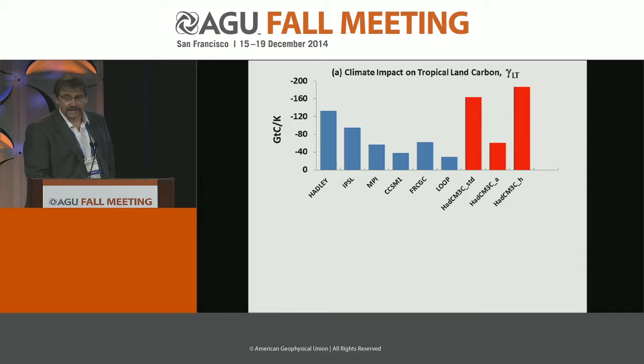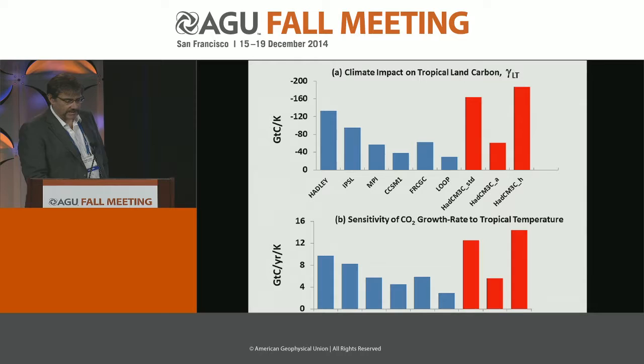So if we do the same thing for models, so we calculate the same thing, we find the bar chart below. So now it's gigatons of carbon per year per Kelvin. So the anomaly in the CO2 growth rate, the annual CO2 growth rate, sensitivity to temperature in the tropics, and they are remarkably similar. And we knew we had a result then. Didn't really understand it, but we knew we had a result.